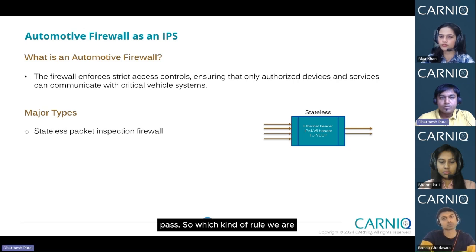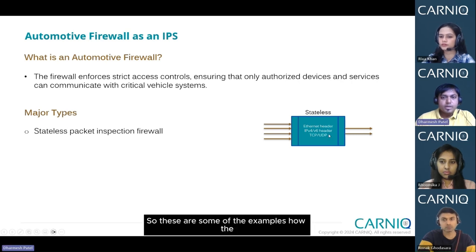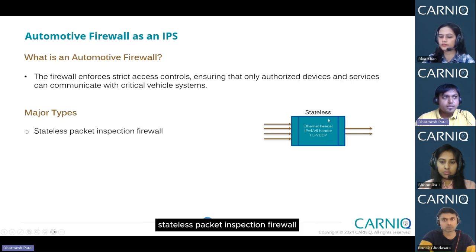Whichever kind of rule we are setting, the action will be taken based on that. And the kind of rule we set in this type of firewall is that the packet may be filtered based on the Ethernet header, IPv4, IPv6 headers, or TCP, UDP packets. So these are some of the examples of how the stateless packet inspection firewall will be implemented.